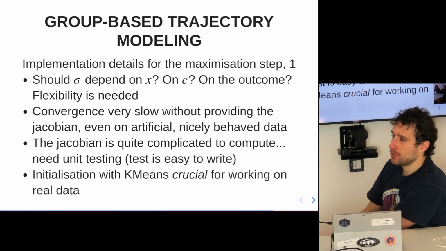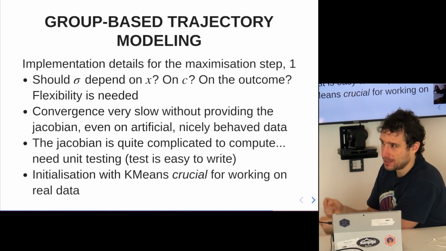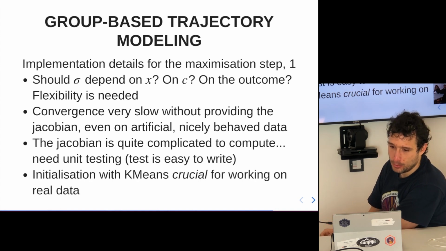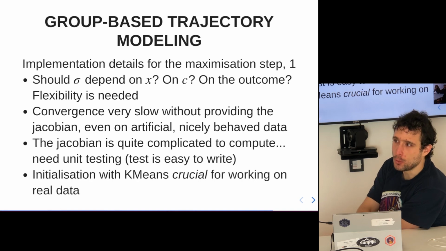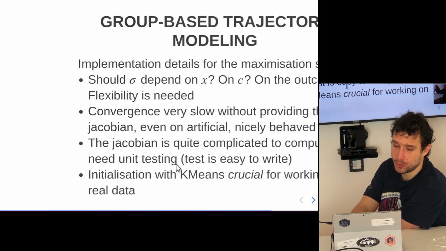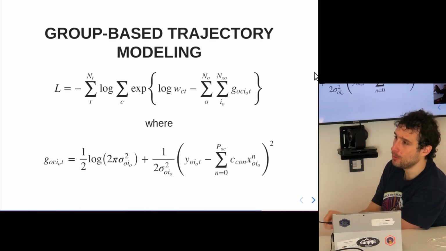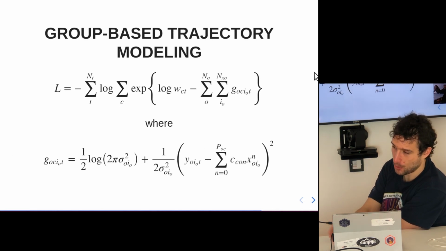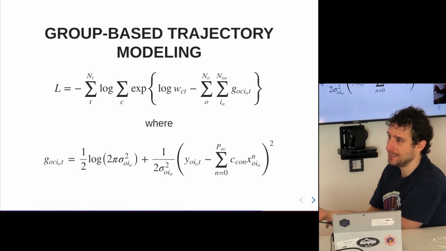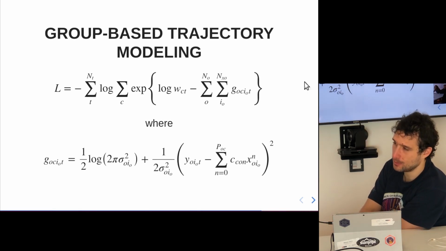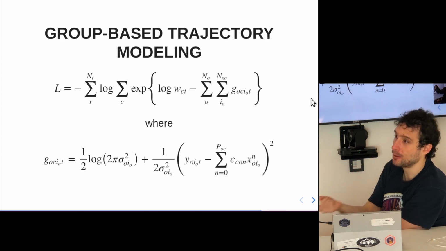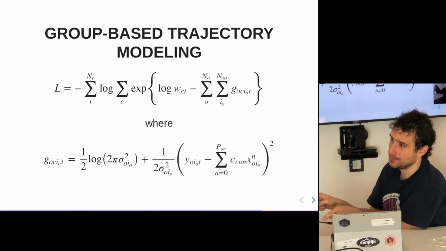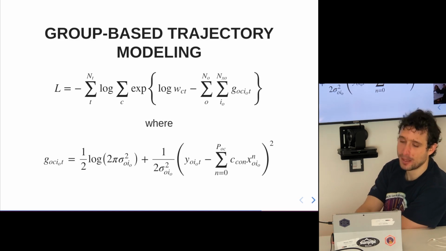The convergence of this step, the single maximization step, is quite slow without providing the Jacobian. So what I also had to do was to derive this function with respect to all the parameters, and then provide to the minimization algorithm not only the value of it but also the Jacobian, the gradient of it. So I had to implement all this.